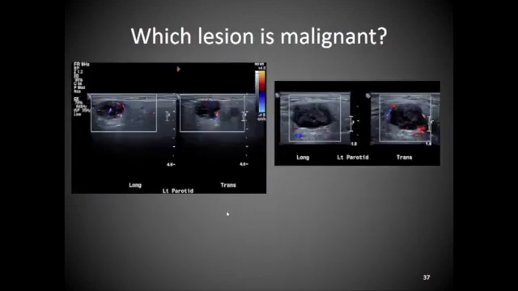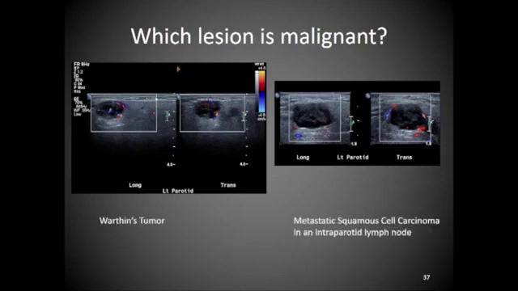And these two, they look, I think, almost identical. They are honestly different patients. This one has a little bit more blood flow. It was a Warthin's tumor. This was metastatic squamous cell carcinoma in an intraparotid lymph node.